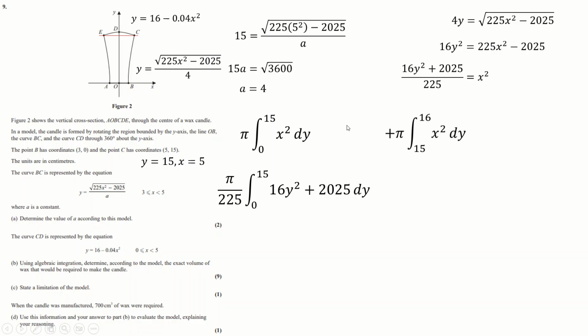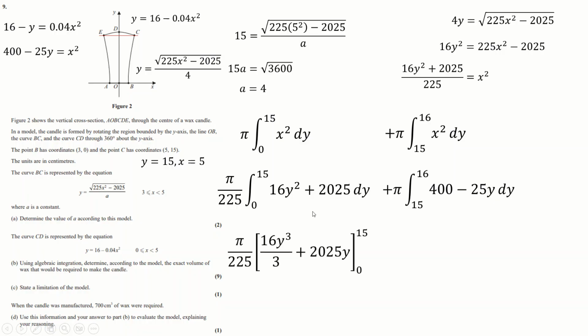So this is 16, so it's going to be the integral from 15 to 16, of course pi outside as well, of this curve, again x squared dy, rearrange this, so it's going to be 16 minus y is this. Divide by 0.04, we get that, and we can put that in as well. And we just have some integration to do, so not too bad. I'm going to go through it very quickly, just double check all my working if you want to.